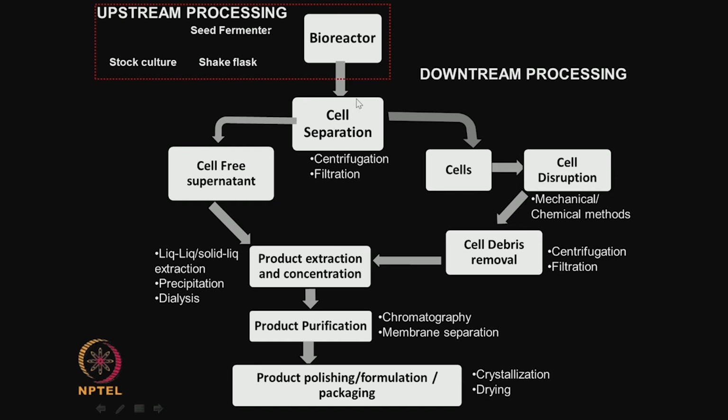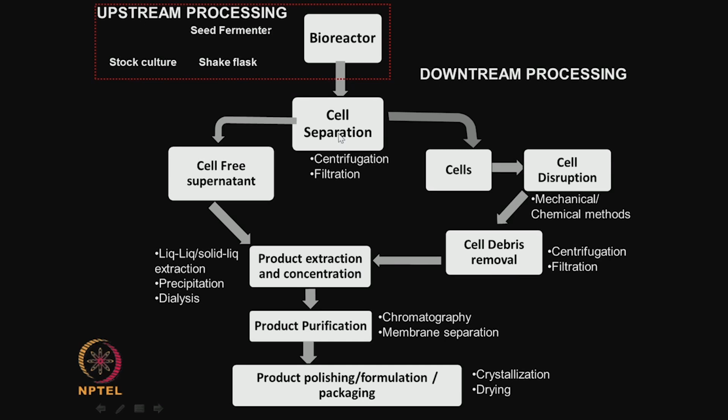So, as you can see, the very first downstream step is going to be cell separation, or centrifugation, or filtration and so on. You are removing a solid from the liquid. The solid could be live biomass, dead biomass, intracellular products, undissolved salts, metabolites. So, the very first step is the cell separation, and depending upon whether your product is intracellular or extracellular: if it is intracellular, you are interested in the cells. So, you collect the cells, disrupt the cells, and then remove the debris, again using centrifugation, and go into product recovery.